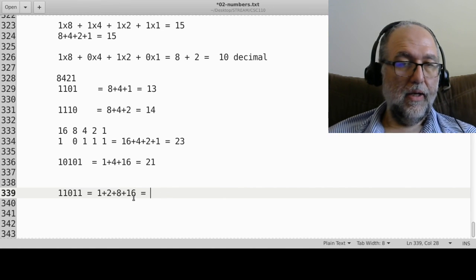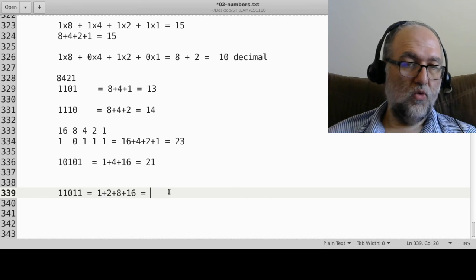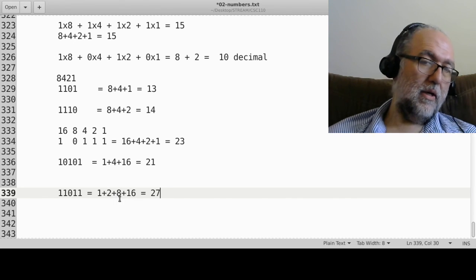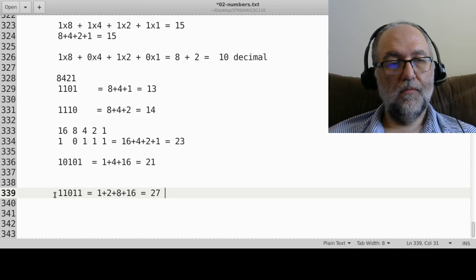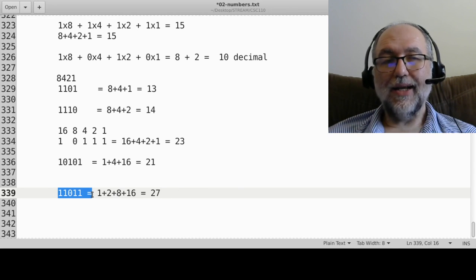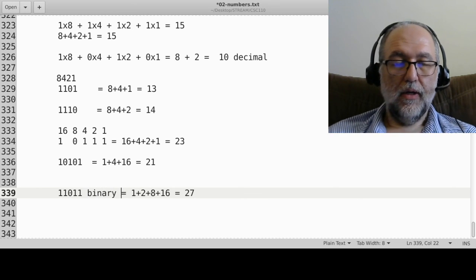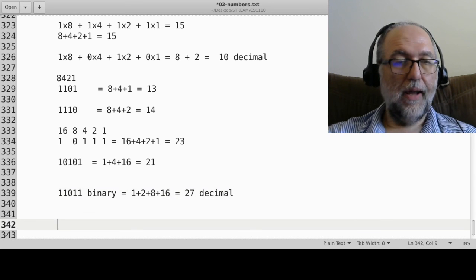And let's add that up. 16 and 8 is 24. 25, 26, 27. Okay, I think I did that right. And 26, 27. Yeah, okay, there you go. So 11011 binary is the same as 27 decimal. Okay.